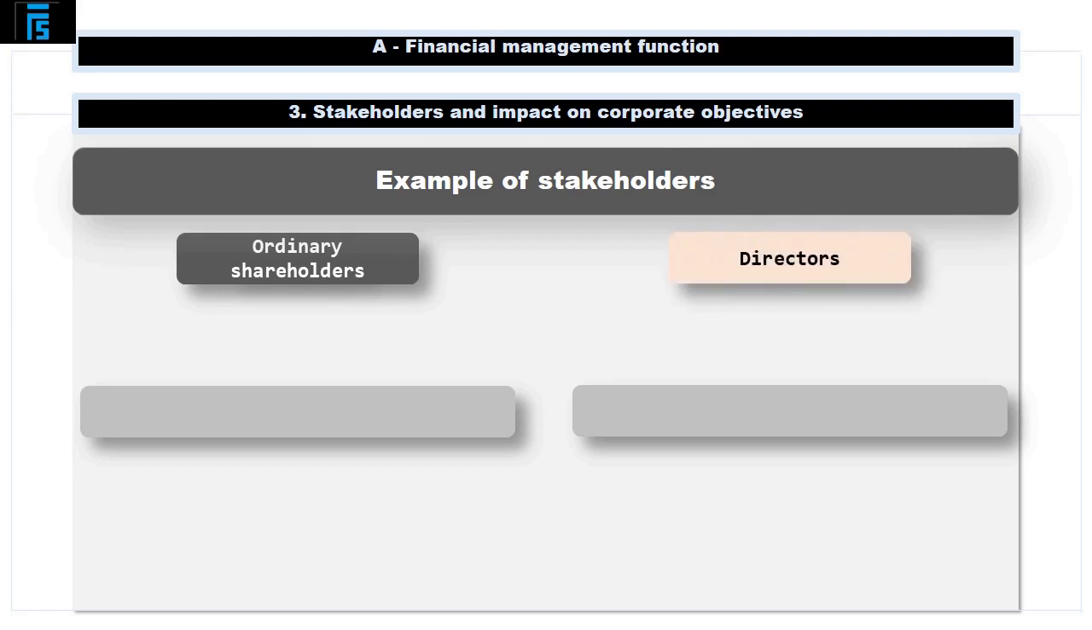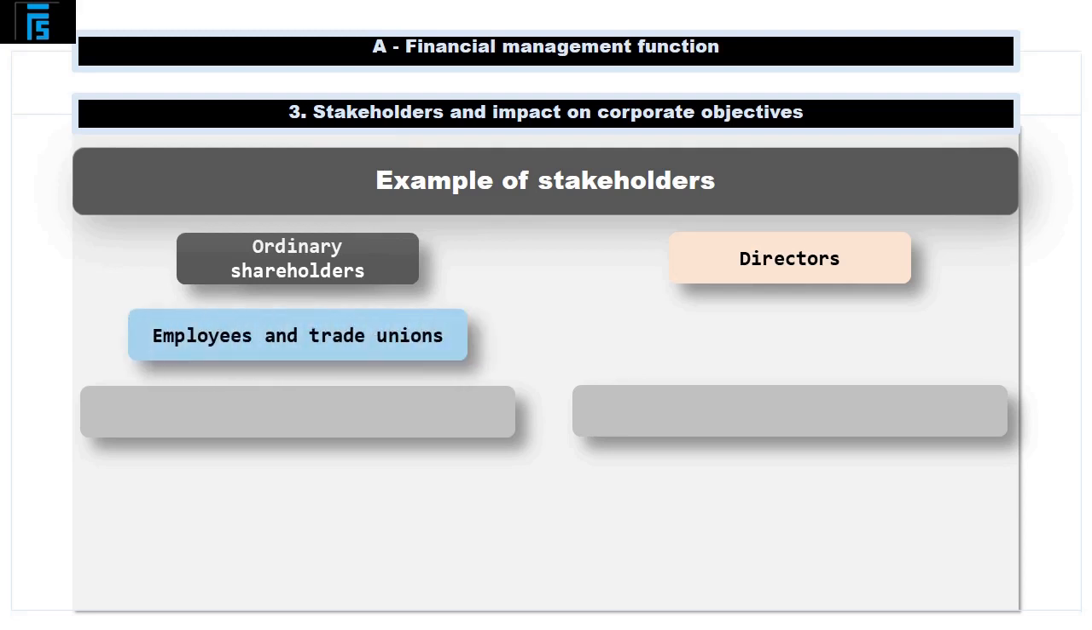The organization's directors. They manage the company on the shareholders' behalf. Their short-term objectives would be profit maximization, leading to increased bonuses, and in the long term, fending off takeovers. The organization's employees and the trade unions that represent them. Their objectives are fair salaries and safe working conditions in the short term. Job security and pensions would be a long-term objective.